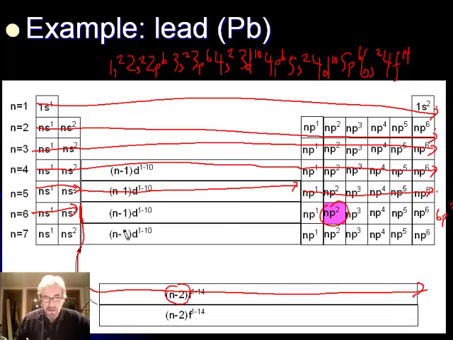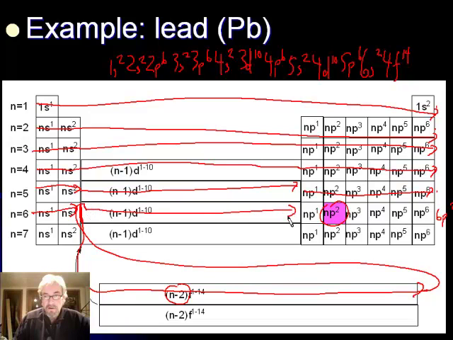Then the D's. So I'm done with this. I go back up in here, go into the D's, and I go through there, all 10 of them, and they're 1 less than the row number. I'm in row 6, so these are 5 D's, population 10. And then to get to lead, I'm going 2 steps into the 6P, and I end in 6P2.